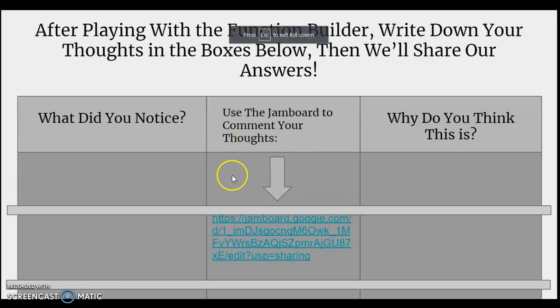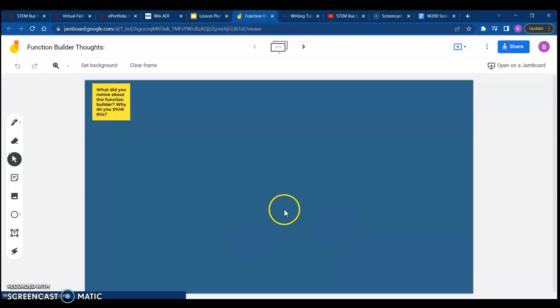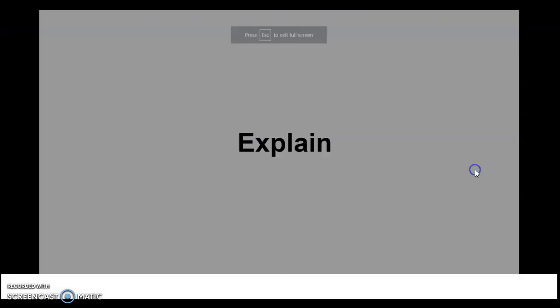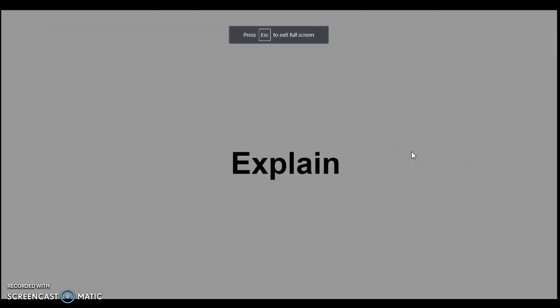After my students have experimented with the function builder, I'll ask them to comment their thoughts on here, and this is the Jamboard that I was talking about earlier. From there, they can just comment what they noticed about the function builder and any other interesting thoughts they had. This is obviously an example, so students have the right idea. And from there, I'll be going on to the explain area of the lesson plan.